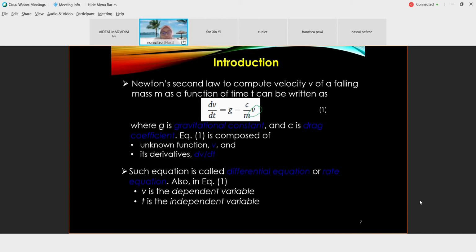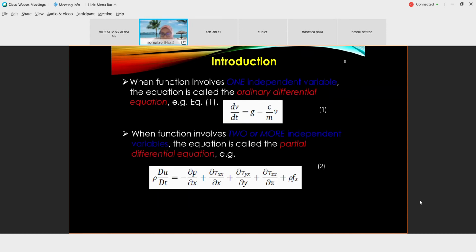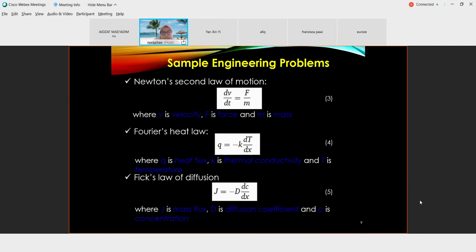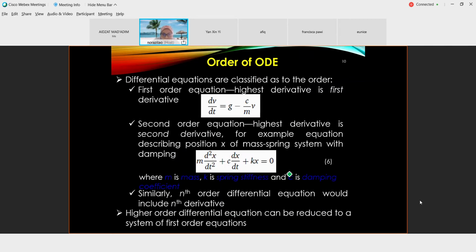From this equation, v is the dependent variable and t is the independent variable. When a function involves one independent variable, we call it an ordinary differential equation. When a function involves two or more independent variables, we call it a partial differential equation. This is the sample, Newton's second law, so this is the equation. Fourier's law, this is the equation. Fick's law, this is the equation, and so on.